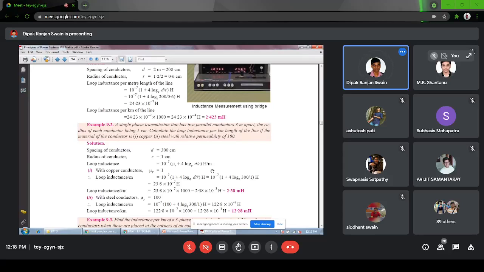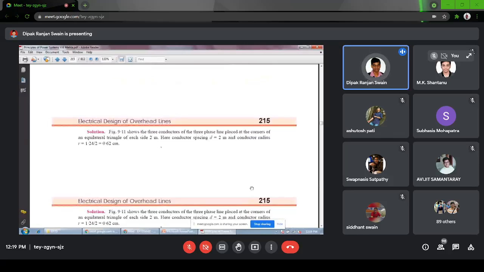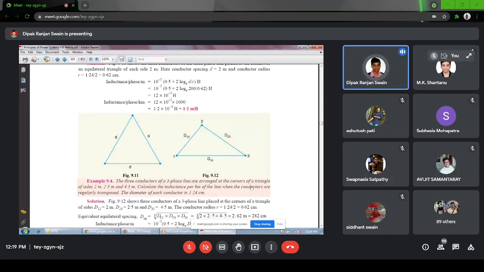So that is the formula. Similarly, with copper mu r is equal to 1, with steel mu r is equal to 100, it is given. For copper generally it is 1, for steel it is given as 100. So putting that value, these are different values of inductance. Okay, so this is how there are different types of problem. Next class again we will start the solution.